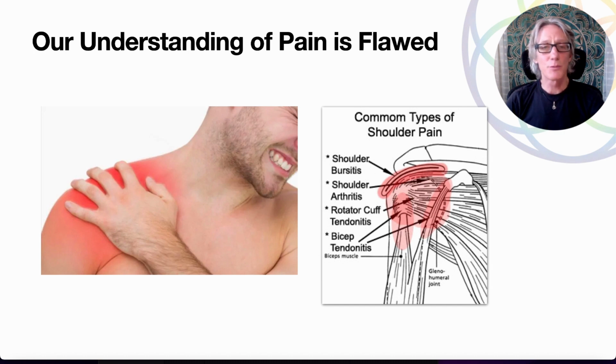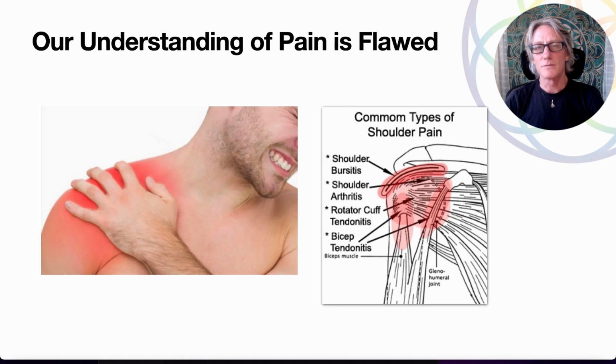So here's a picture with some common types of shoulder pain that a person might get diagnosed with. Shoulder bursitis. Itis means inflammation, and a bursa is a sac around the joint. So basically you have inflammation in that bursa. This diagnosis is meaningless. No one ever checks to see if your bursa is inflamed. And if it is, what is the actual reason why, and what can you do about it? There's no information there.